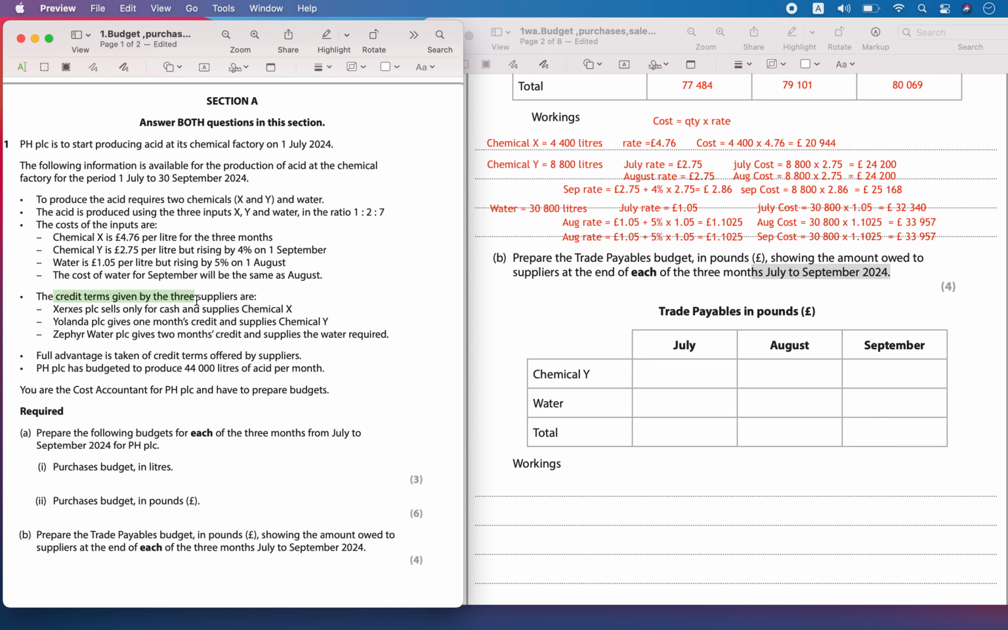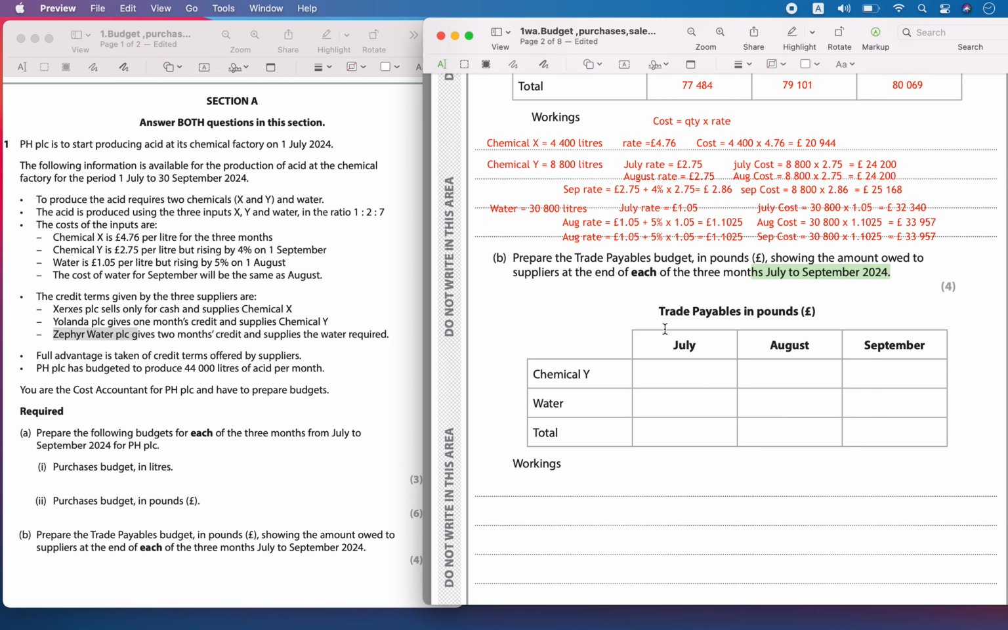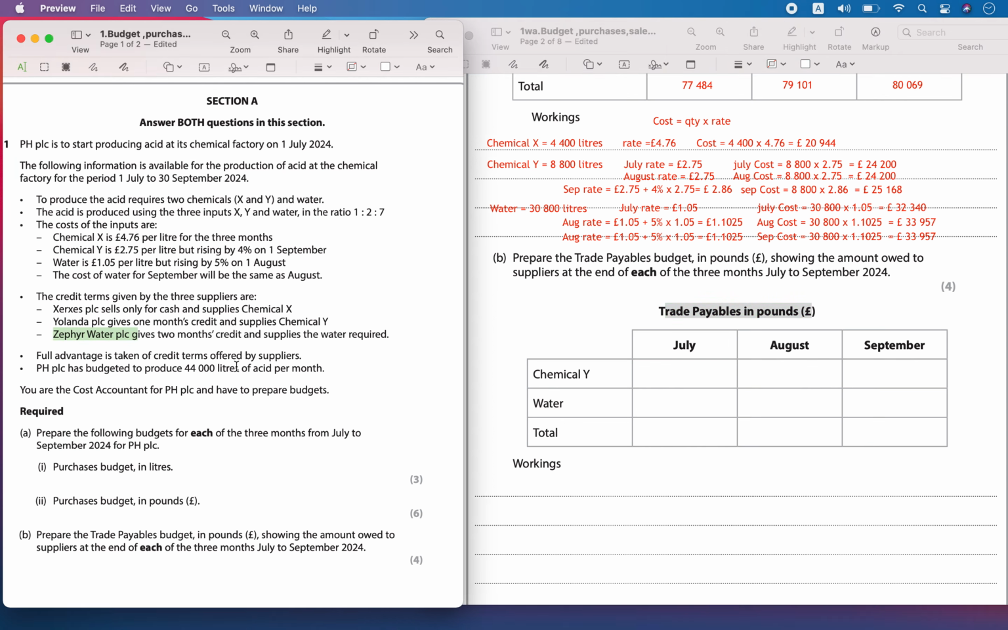So let's see what are the credit terms offered by the suppliers. There are 3 suppliers who are going to supply these chemicals and water, and they are Xerox PLC, Yolanda PLC, and Zephyr Water PLC. All of them offer different types of credit terms. So what does our trade payable become at the end of each month? They want us to calculate.